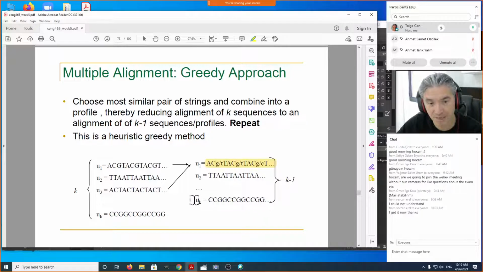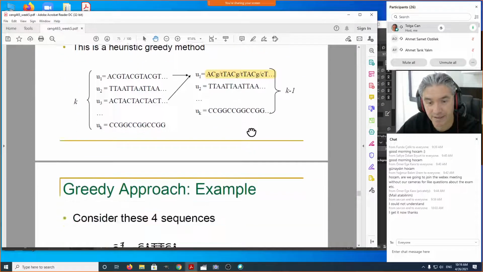So the algorithm basically is: pick the most similar pair at each step, align them, and generate a profile out of that alignment. And progressively, this K-1 is going to become K-2, K-3, and at the end, you're going to have a single multiple sequence alignment of these K sequences.